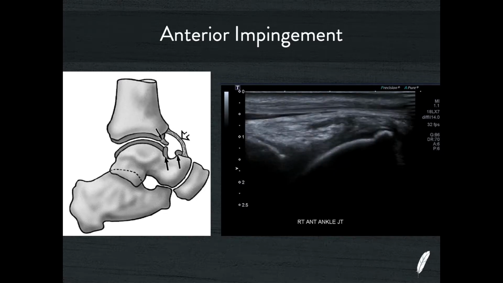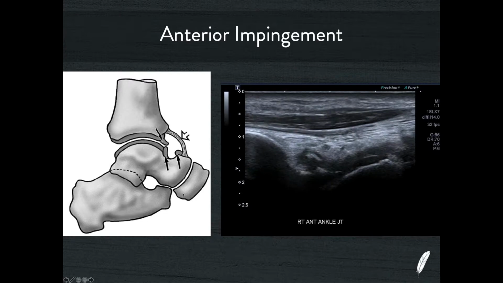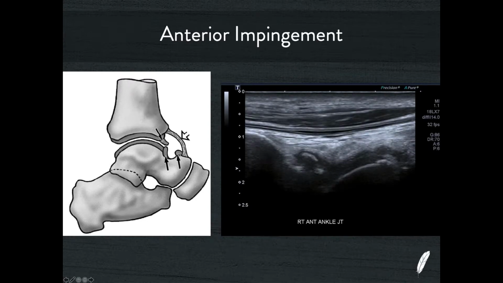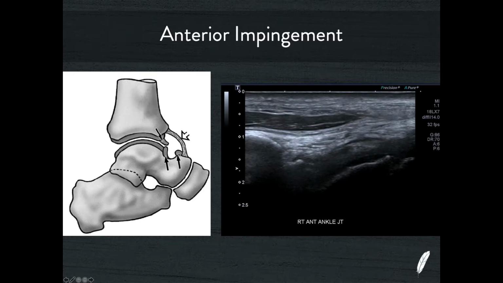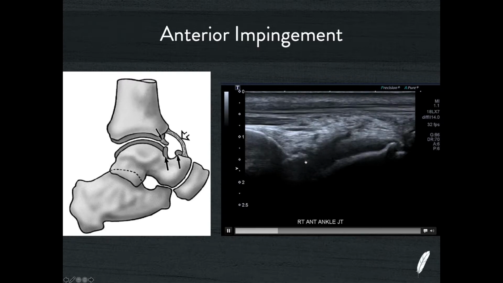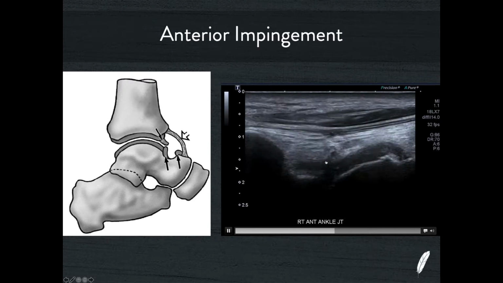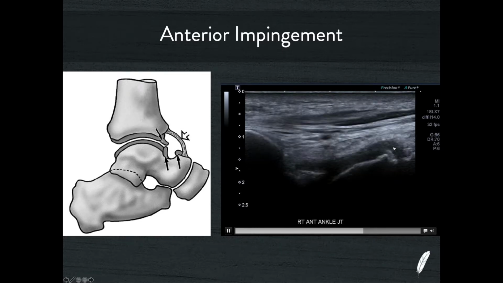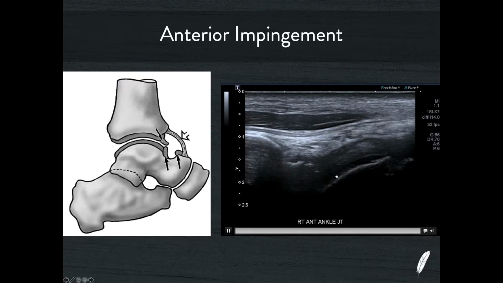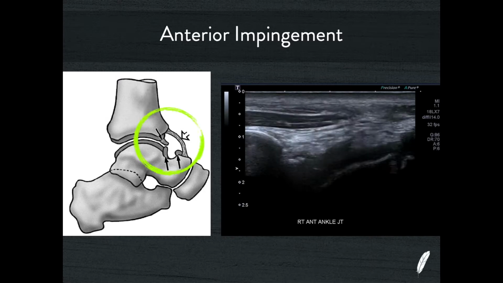Sometimes we can see the reason for the synovitis, and this is an example of anterior impingement. If you look at this schematic, there's a little spur here on the tibia and another little spur here on the talus. And as we move the ankle, this causes an impingement. So if you look at this ultrasound image, we can see the little spur coming right there from the tibia, and here's the corresponding spur right here on the talus. And we can see how thick this anterior joint capsule is. So this is an example of anterior impingement leading to synovitis.